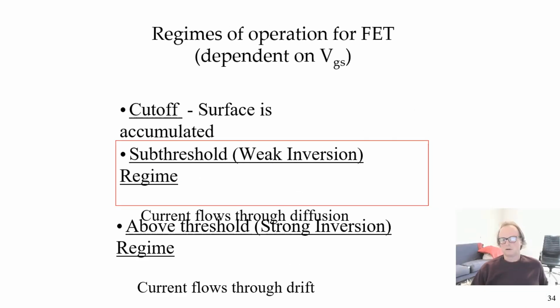So now let's look at the regimes of operation for a field effect transistor, which is dependent on the gate source voltage. So there are 3 regions: cutoff, where the surface is accumulated; subthreshold, which is weak inversion, where the current flows through diffusion; and above threshold, which is strong inversion, where the current flows through drift. We're going to talk about the subthreshold weak inversion regime this week.